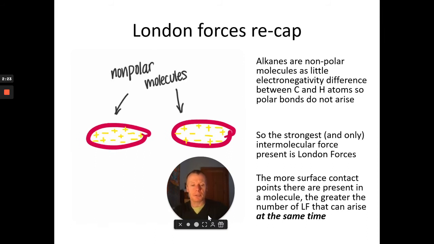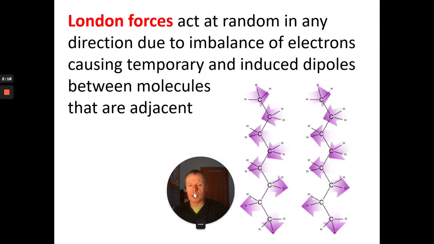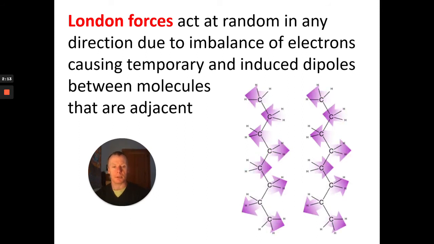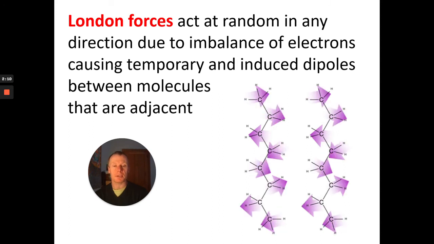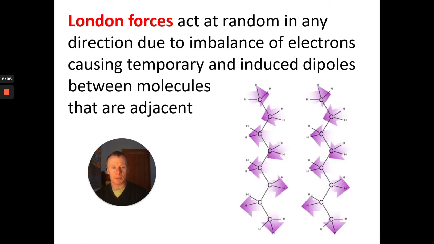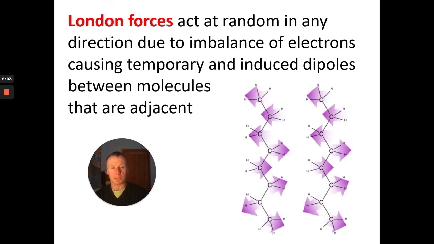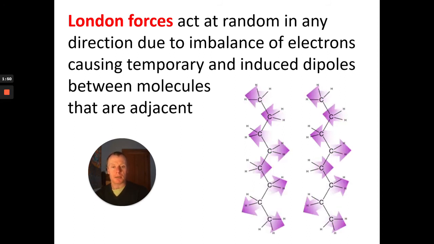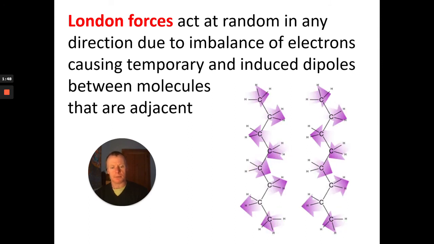and therefore the more surface contact points that are present in a molecule, the greater the number of London forces that can arise simultaneously. If we look at octane, you can see that there's quite a few London forces that could arise at the same time, and if the molecules are orientated so that the long ends of them are butted up together, so there's a lot of surface contact points available, those London forces will cause a significant amount of attraction between those 2 molecules, hence why the boiling point of octane is 128 degrees and the boiling point of methane was, I think, around minus 164 if I remember correctly.